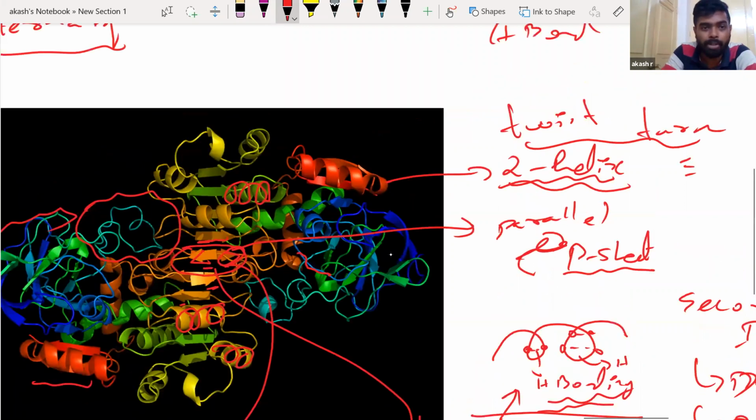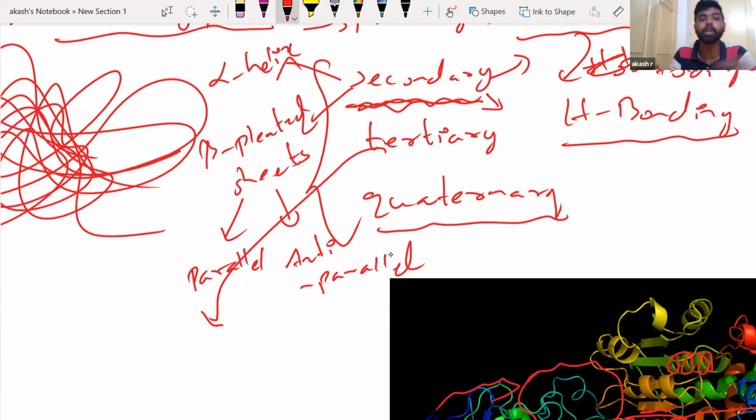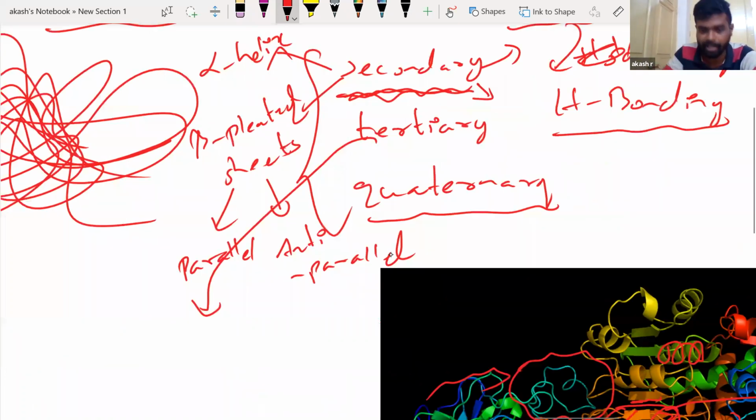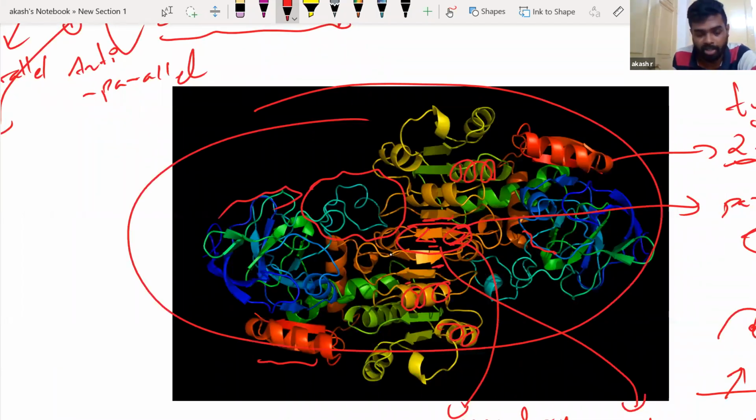Now what about tertiary structures then? Tertiary structures are formed by combination of secondary structures. Now you see, this entire thing I have, I can call this a tertiary structure. Why? Because you have so many alpha helixes, so many beta pleated sheets coming together to make a bigger structure, and that is what is called your tertiary structures.